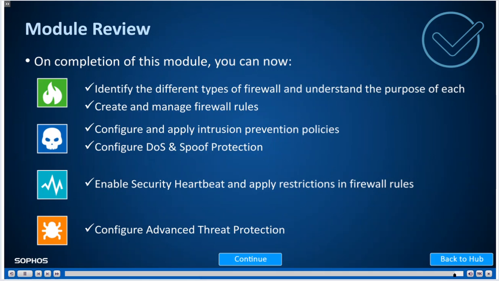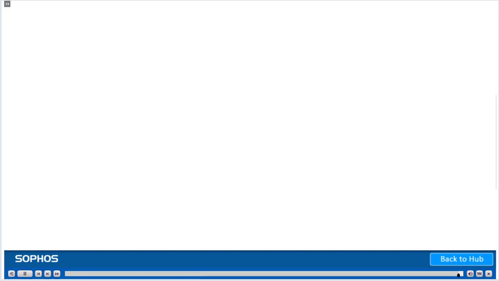On completion of this module, you should now be able to perform the actions shown here. Please take a moment to review these. If you are not confident that you have met these objectives, please review the material covered in this module. Click Continue when you are ready to proceed. Now that you have completed this module, you should complete Module 4, Site-to-Site Connections.